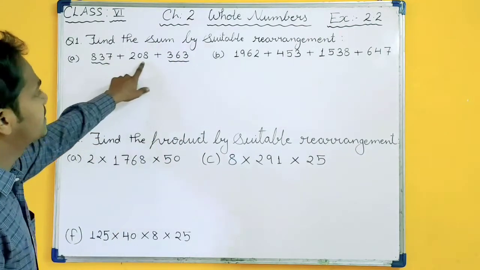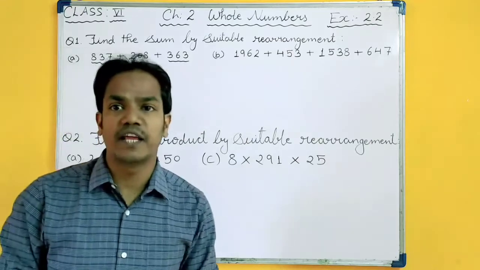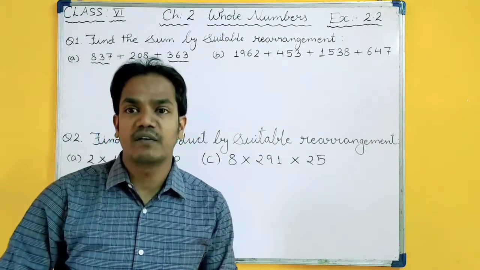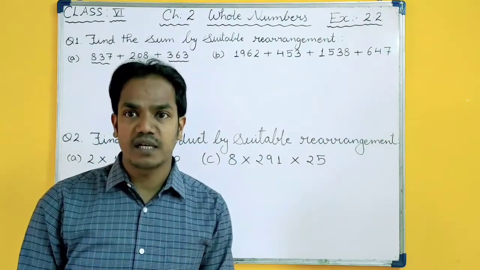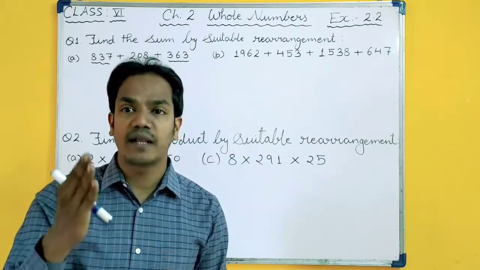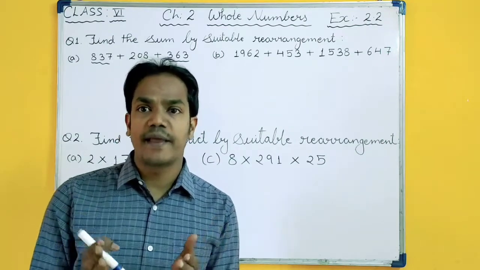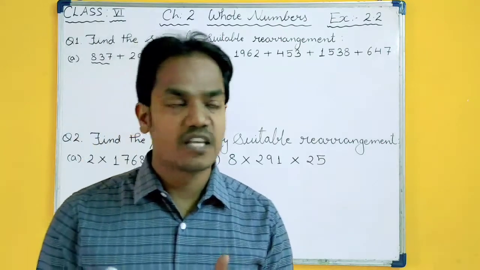If I add 7 plus 8, I am getting 15. At unit place, I will get 5. You have to check the digit at unit place where you get 0. You have to make the pairs where you get the maximum zeros.